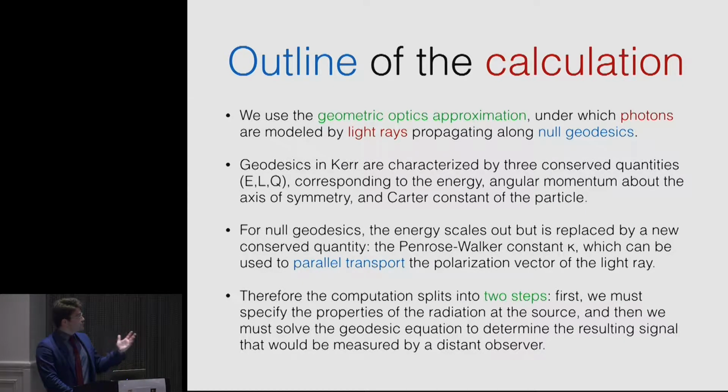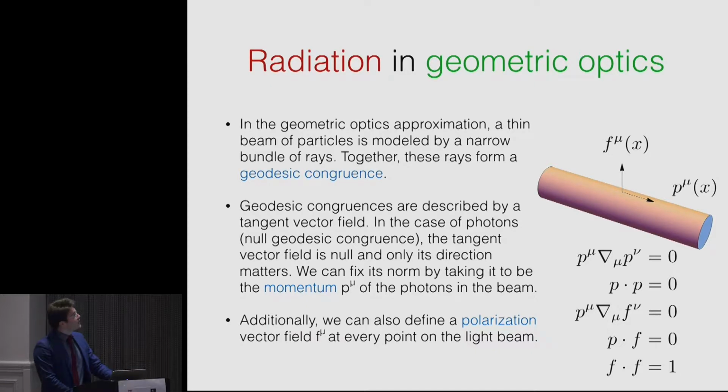Now, in principle, we can do this analytically, and I could show you all the steps, but it's really quite involved. I don't have enough time, but I just want to give you a taste of what's involved. So the first idea is that we should describe radiation in geometric optics, as I mentioned. And in this approximation, a thin beam of particles is modeled by a narrow bundle of rays. And together, these rays will form a geodesic congruence. Now, geodesic congruences are always described by a tangent vector field. And in the case of massless particles, photons will have a null geodesic congruence.